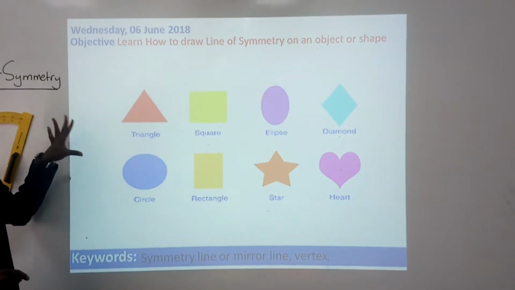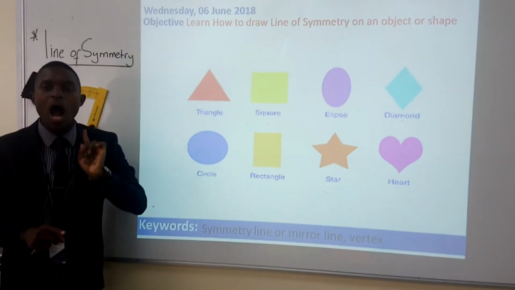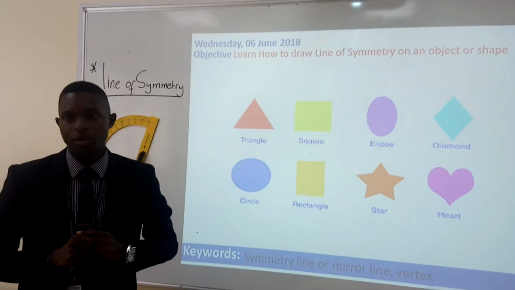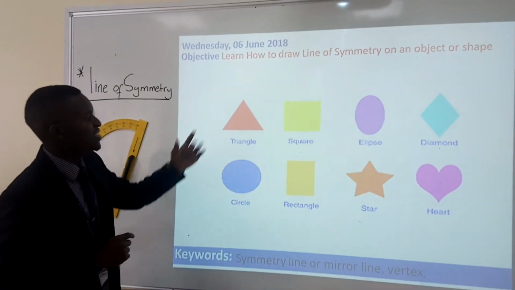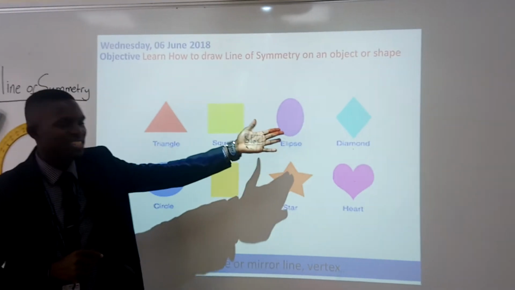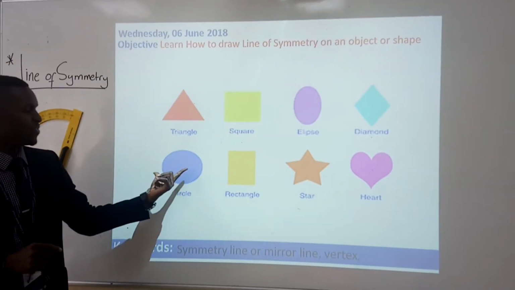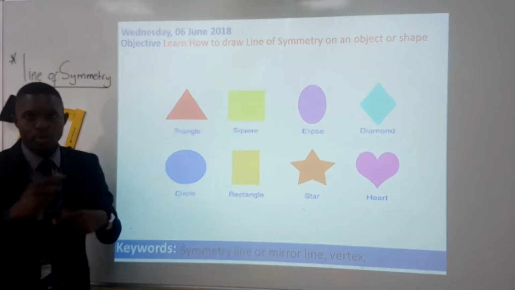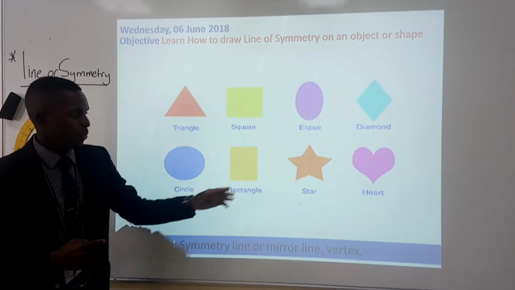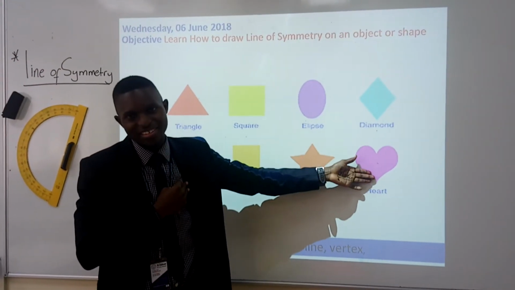These different shapes, we shall analyze them each by each so that we can see how many lines of symmetry each shape has. We can start with a triangle, then a square, an ellipse, a diamond. You know the diamond, the most precious stone. We also have a circle. A bow is a circle, an orange is a circle, anything which is circular. We have the rectangle, a star in the sky, and our hearts.